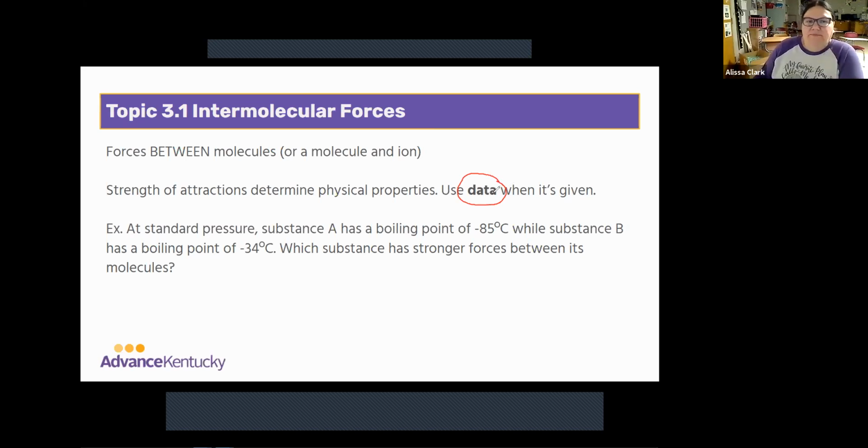So here's a question. At standard pressure, substance A has a boiling point of negative 85 degrees Celsius, while substance B has a boiling point of negative 34 degrees Celsius. Which substance has stronger forces between its molecules, A or B? Please add that in the chat.